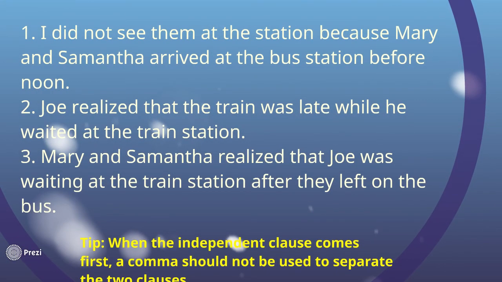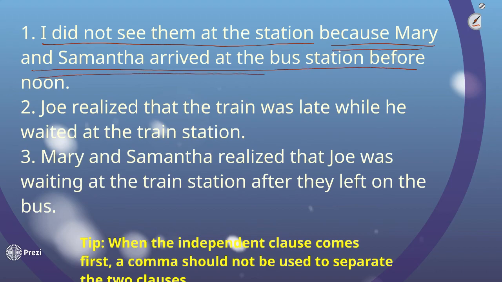I did not see them at the station because Mary and Samantha arrived at the bus station before noon. The way that sentence is written, perfectly fine. You're starting off with an independent clause. I did not see them at the station. You're then following that with a dependent clause. Because the dependent clause comes after, no comma necessary in between.